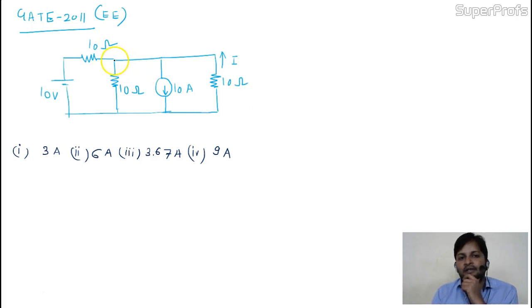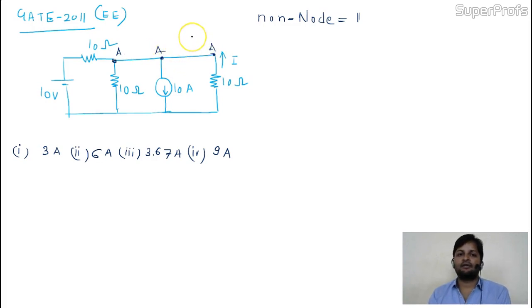But for the time being, I'll apply node analysis. I'll tell you why. How many non-reference nodes are there? I'm not asking for the reference node. Only one. Why? Because these all are the same point, connected with a simple wire and no element in between them. So this is point A only. This one is the reference. This one is not a node, because when a resistance is connected in series with a battery, we consider it one branch.